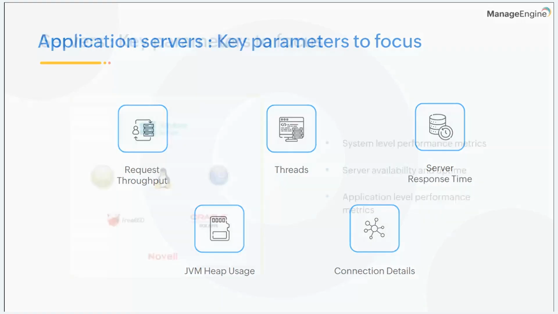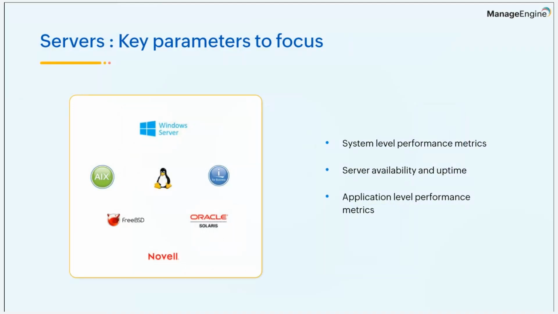So moving on to servers. When it comes to servers, here are the key performance metrics that you need to focus on. We have the system level performance metrics, we have server availability and uptime, and we have application level performance metrics. So when it comes to servers, we have something called event logs. Monitoring these event logs can help you understand how the system is operating, and they can also give you insight into the health of the system.